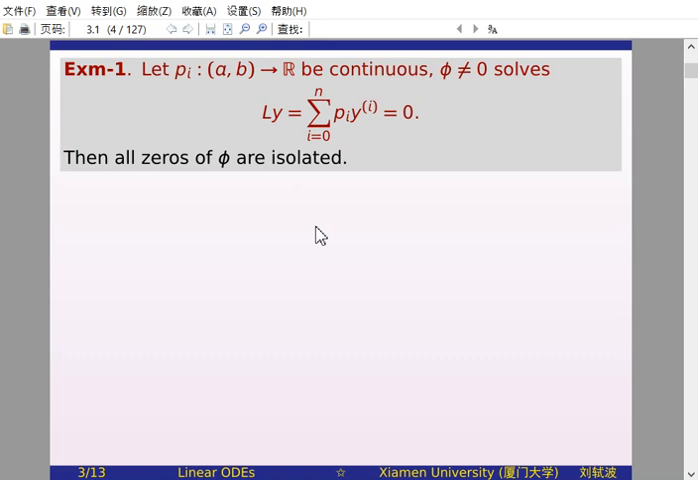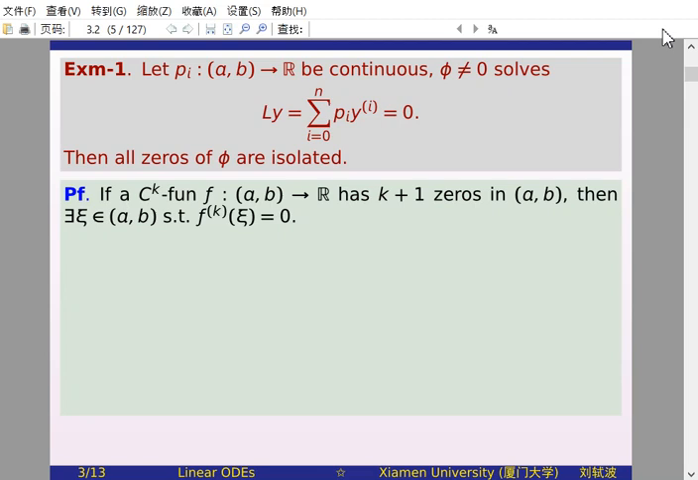So this problem seems quite difficult. Actually, this is a very interesting problem, and I posted this problem on Skype for you to view before watching this lecture. But I believe most of you don't know how to prove this interesting conclusion. Let's see how to tackle this problem.